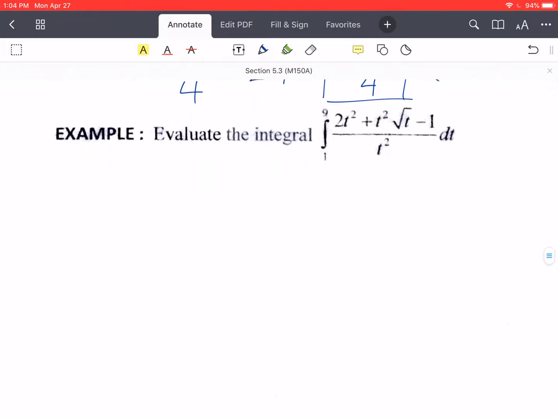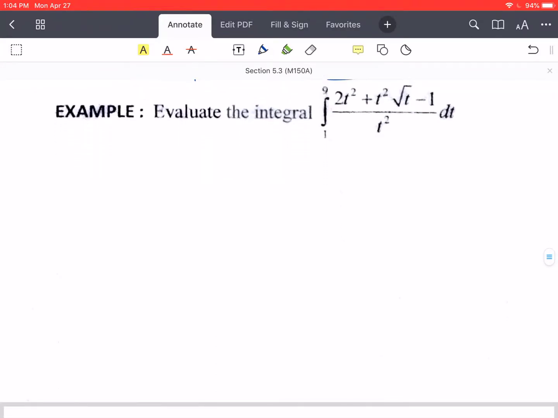So evaluate this integral from 1 to 9. So for this one, it's a good thing to take notice that this function is very complicated, but it can be simplified, right? So rather than just trying to dive in and take some really complicated antiderivative, we need to simplify this algebraically first, and then we can start working with it. So I'm going to leave the integral there, not do anything with it yet. Each of these can get split up over that common denominator.